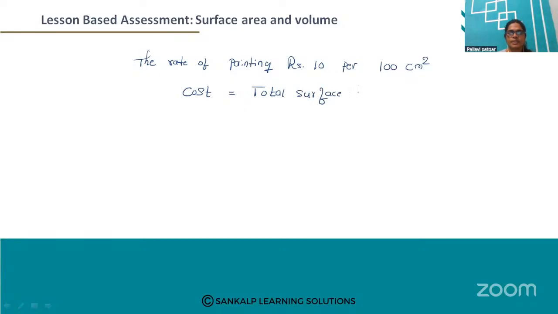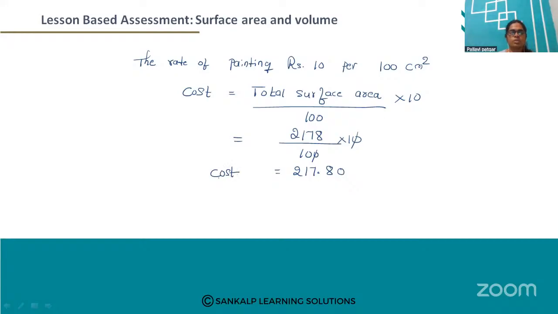Total surface area divided by 100 into 10 rupees. This is equal to here 2178 divided by 100 into 10. 0 cancels. This is equal to 217.80. This is the cost. Okay. So the cost of painting the outer surface of the solid is rupees 217.80.